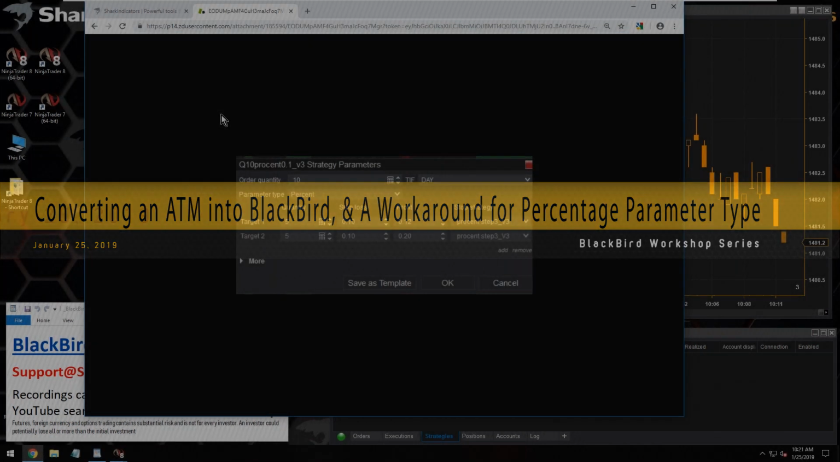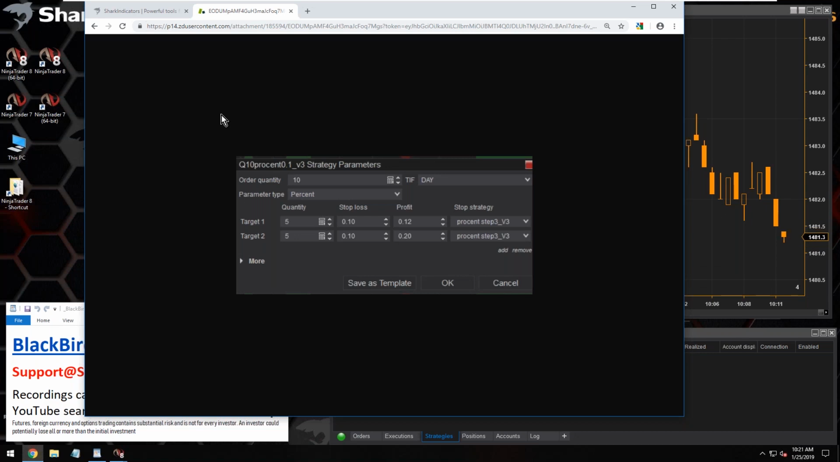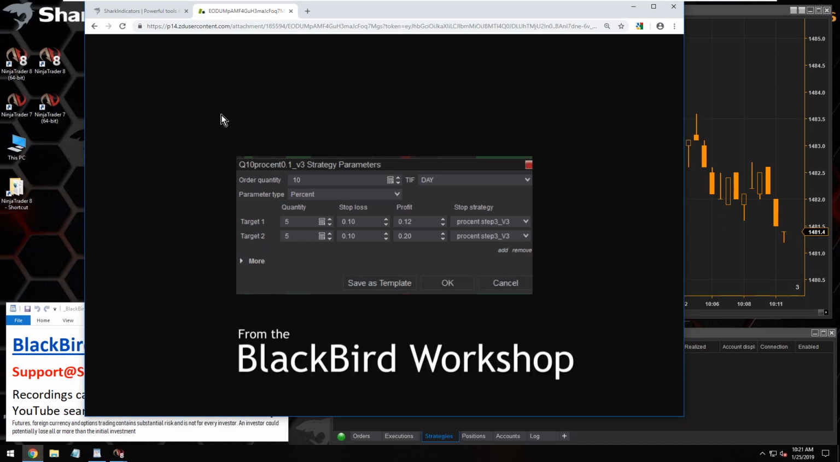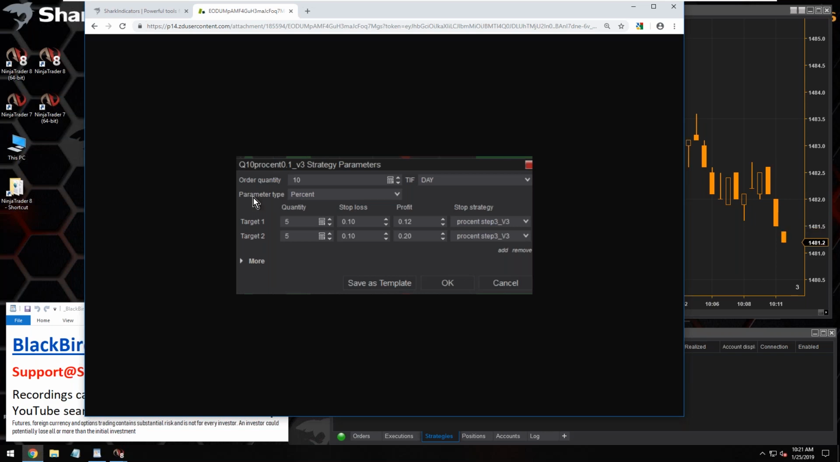All right, so Theodore sent me some screenshots for some ATM settings, and he's asking if BlackBird can do this. So BlackBird can do everything an ATM can do and more, with the exception of percent. I still haven't played around with Ninja's new ATM capabilities for Ninja 8. I've just read the documentation on it, but I haven't practiced with it yet.